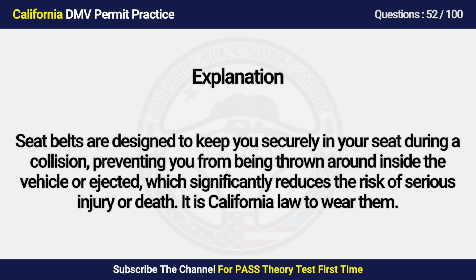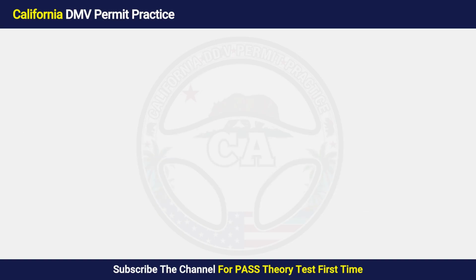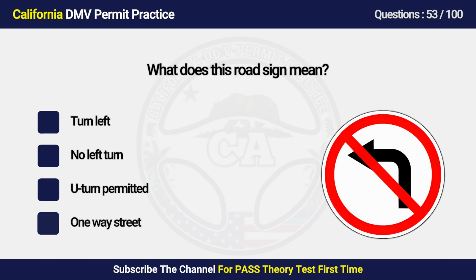Seat belts are designed to keep you securely in your seat during a collision, preventing you from being thrown around inside the vehicle or ejected, which significantly reduces the risk of serious injury or death. It is California law to wear them. Question 53. What does this road sign mean? A. Turn left, B. No left turn, C. U-turn permitted, D. One-way street.